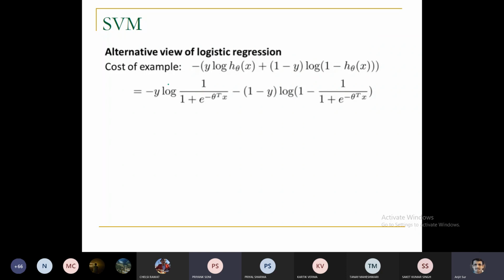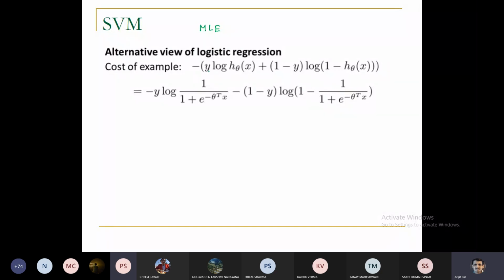Now we represent this logistic regression from a different viewpoint. Now you see what the cost is. This cost function is basically a maximum likelihood estimation viewpoint. We basically use this cost function.